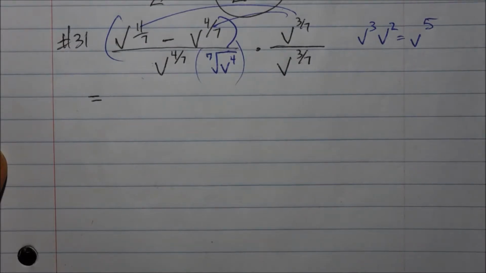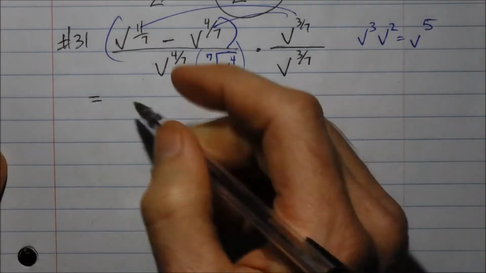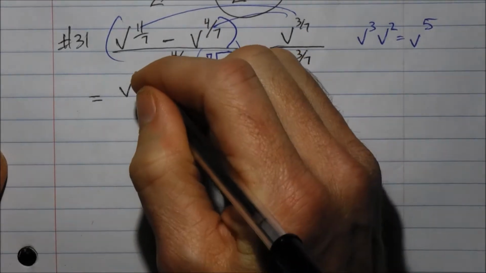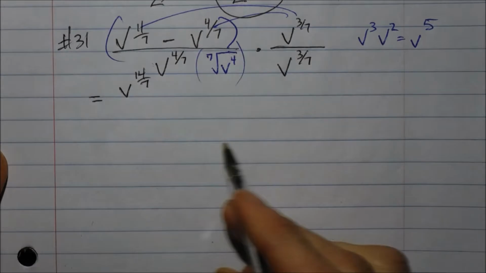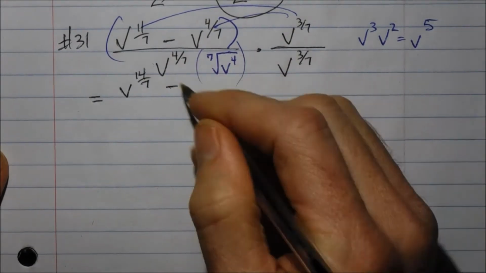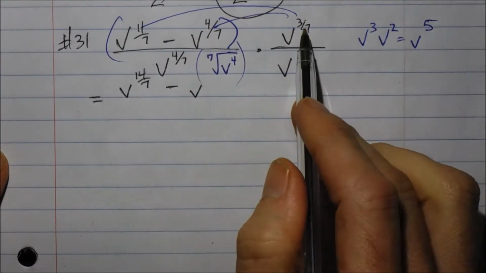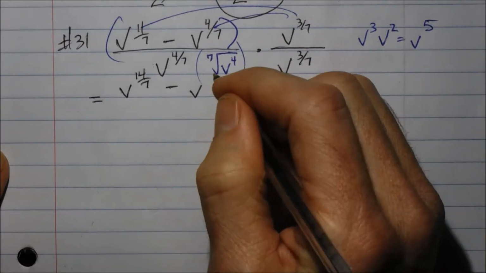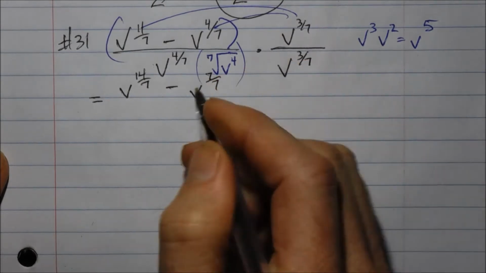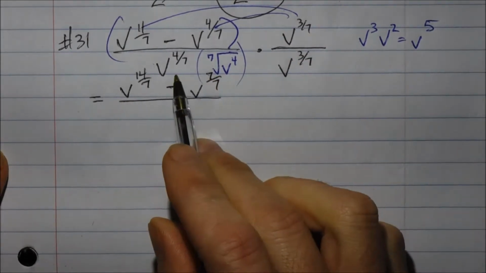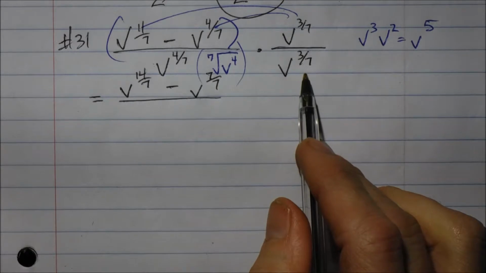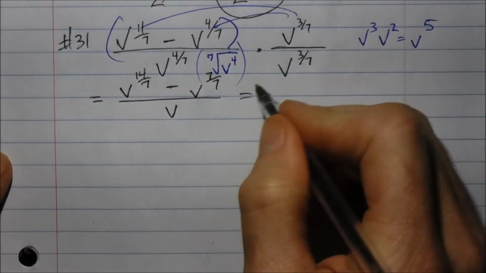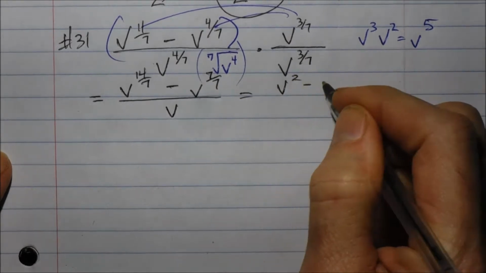Okay, so v to the 11/7 times v to the 3/7. Let's add the exponents. 11/7 plus 3/7 is 14/7. Hey, I recognize that. That's just 2. Minus v to the 4/7 times v to the 3/7. Add them together, 4/7 and 3/7, that's 7/7, or just v. So I think I'm staring at a v squared minus v.